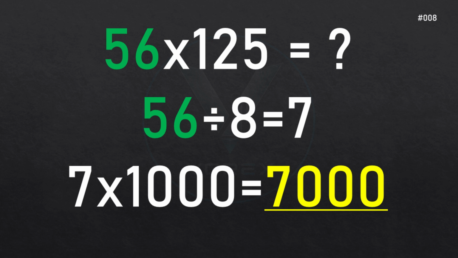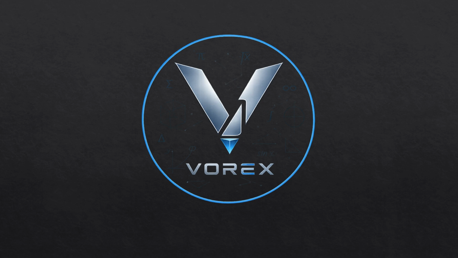I'm only explaining it this way to show why the shortcut works. Once you understand the logic, all you need to do is divide the number by 8 and add 3 zeros to the end. This shortcut works especially well with numbers that are divisible by 8.